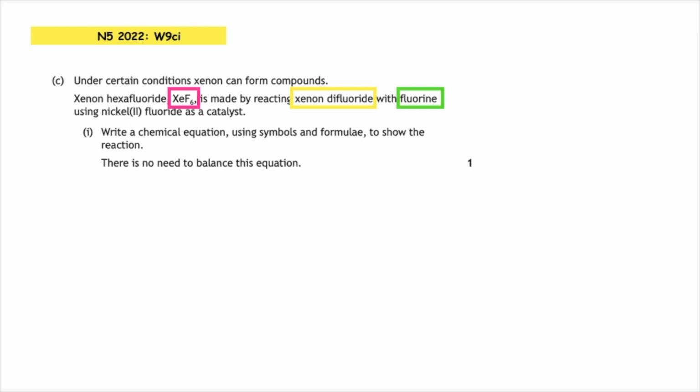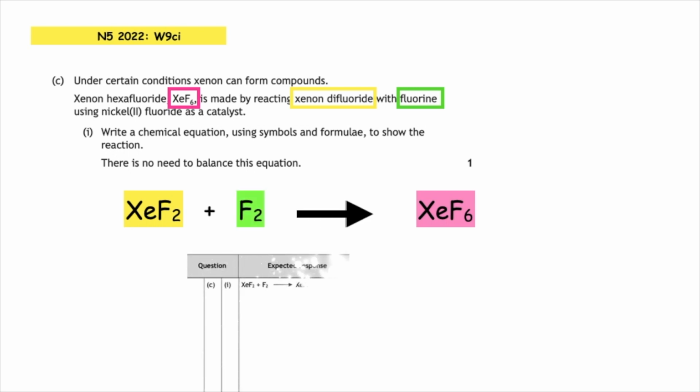Xenon hexafluoride, which has the formula XeF6, is made by reacting xenon difluoride with fluorine using nickel(II) fluoride as a catalyst. Write the chemical equation using symbols and formulae to show the reaction. So what we're looking at is xenon hexafluoride as our product, so we'll write that on the right hand side, which is given as XeF6. The reactant is xenon difluoride, so we can see that that's got a prefix, so we say what we see. So the formula for that would be XeF2. Plus it reacts with fluorine, which is a diatomic element, F2, and this is how we would write this chemical equation.